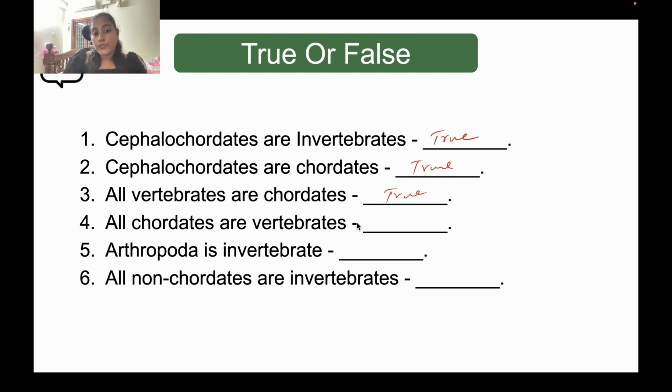All chordates are vertebrates. Is that true now? Under chordates, you have a few which are invertebrates also. So you cannot say all chordates are vertebrates. So this is false. Arthropod is an invertebrate. Is it so? Yeah, it does not have a vertebral column. It is an invertebrate. Yes, true.